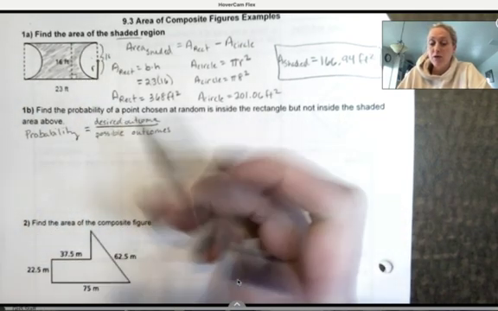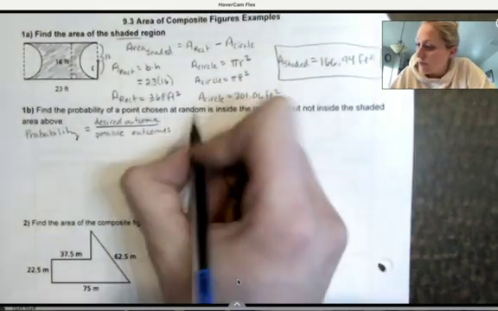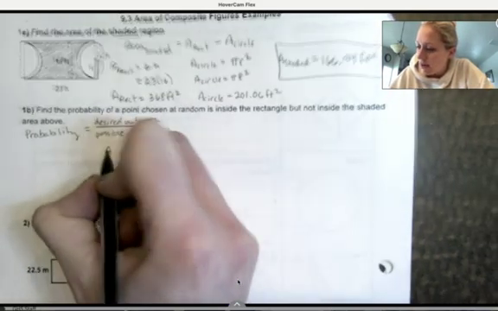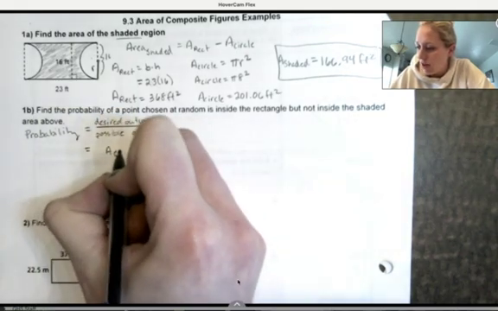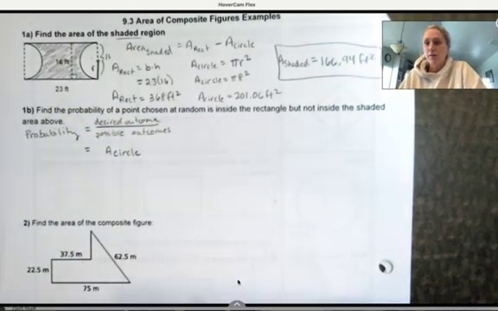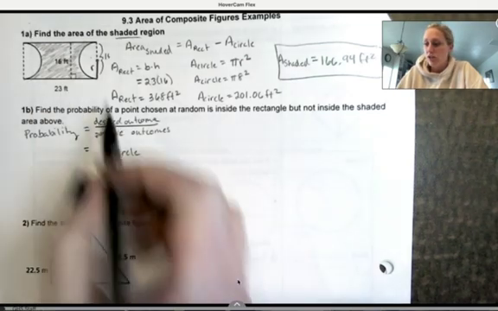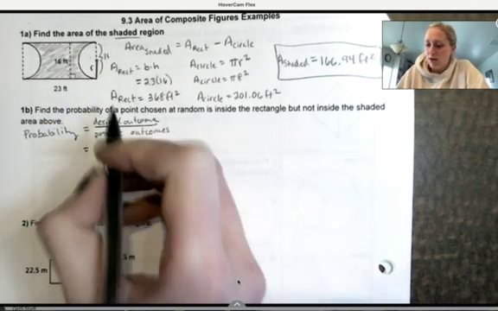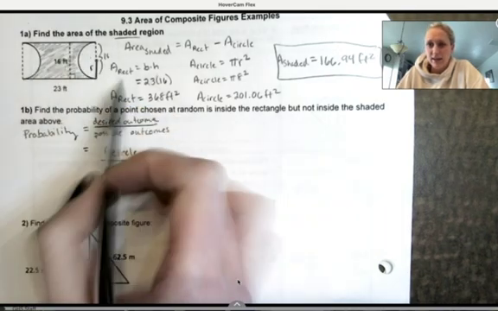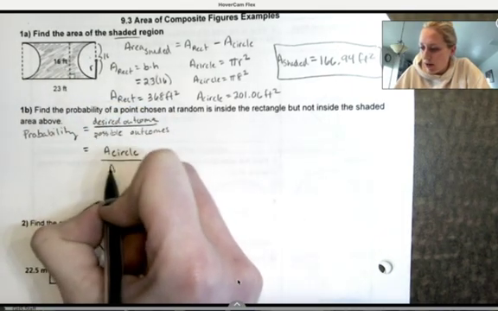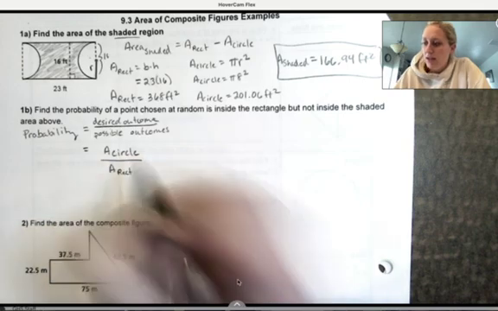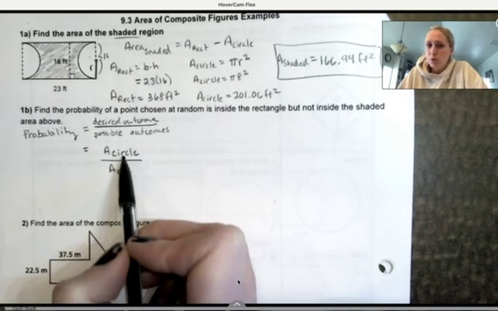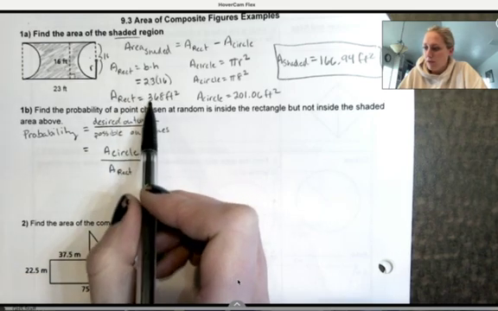So my desired outcome is the area of the circles. So what I want is the area of the circle. That's my desired outcome. I want it to be not in the shaded region, but inside the overall rectangle. Now the possible outcome is the whole rectangle. It could land anywhere in the rectangle. So the area of the rectangle is all the possible outcomes. So we actually just found these from up above.